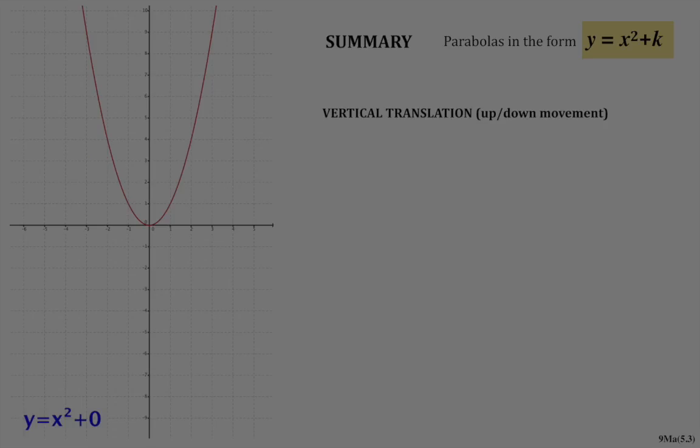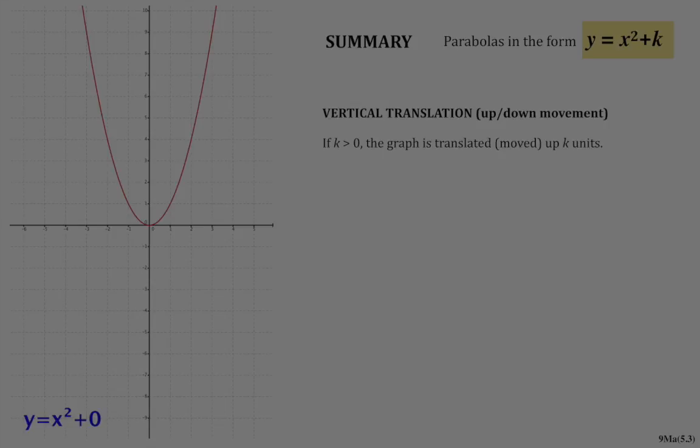So here's a bit of a summary of what happens to parabolas that are in the form y equals x squared plus k. Now k just represents a number, so it could be x squared plus 2, or x squared plus 3, or x squared plus 1, or x squared minus 4. k is just a number on the end. When you see that, it controls vertical translation, which is simply up and down movement. Translation means your movement, vertical means the up and down.